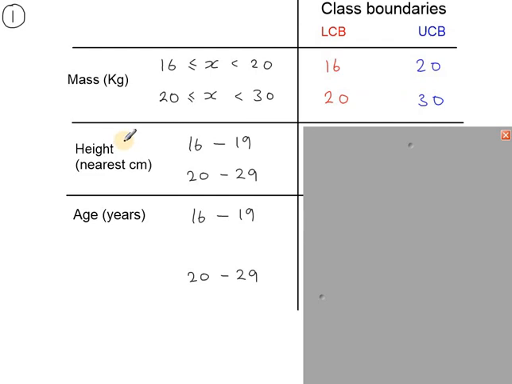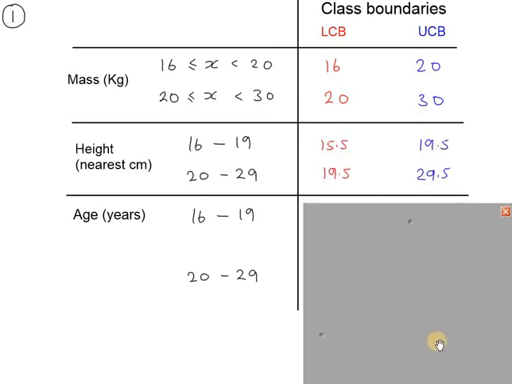Now we've got heights which have been rounded to the nearest centimeter, and we can see there's a gap between the upper boundary here and the lower boundary. That's because these numbers are not the actual class boundaries. So we need to go half a unit above on this one, so 19.5, and half a unit down on this, so 19.5. So these are the actual class boundaries. So 15.5 to 19.5, and then 19.5 to 29.5, and we use these values to calculate class width.